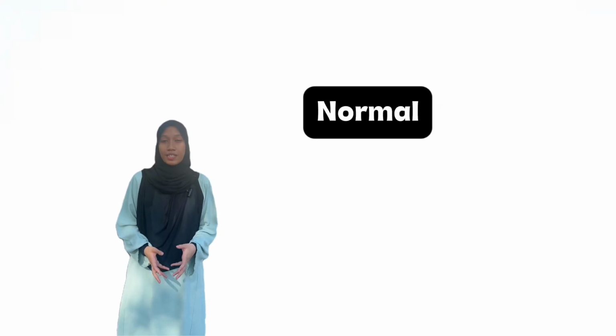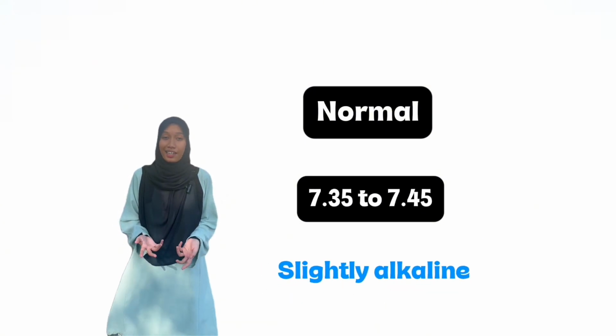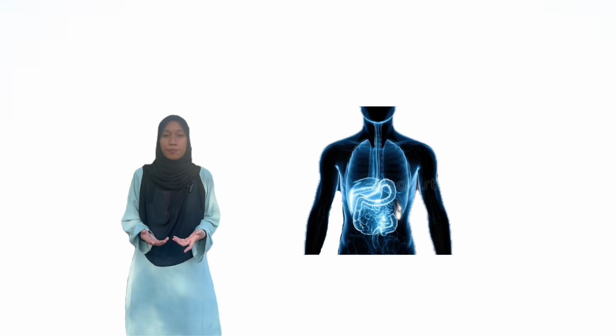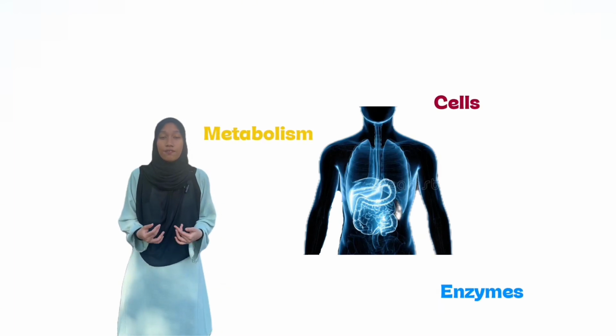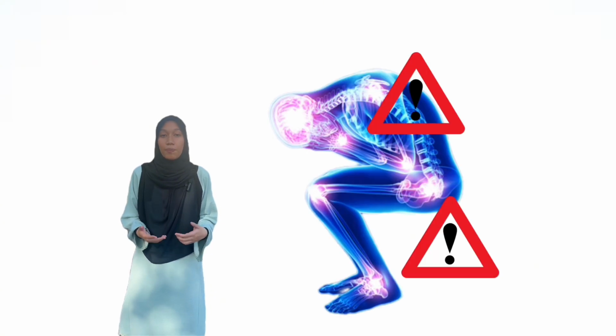One of the most important roles of chemical equilibrium in human blood is maintaining pH balance. pH is a measure of how acidic or basic a solution is. In the human body, blood pH must be kept within a very narrow range to ensure proper body function. The normal pH of human blood is between 7.35 and 7.45, which means it is slightly alkaline. This range is carefully controlled because many biological processes depend on it. If the blood pH goes below or above this normal range, it can have serious effects on the body.